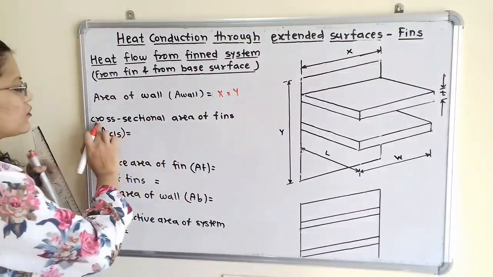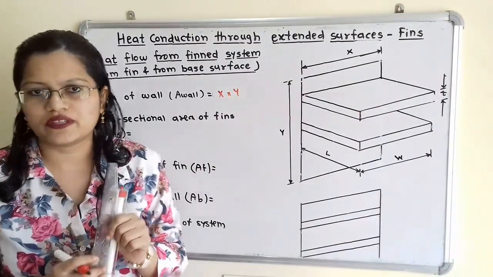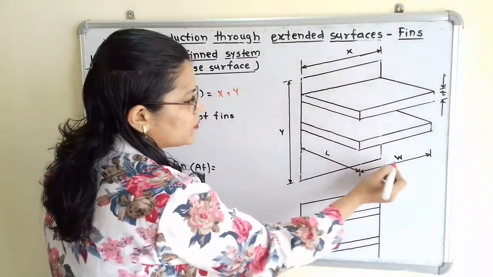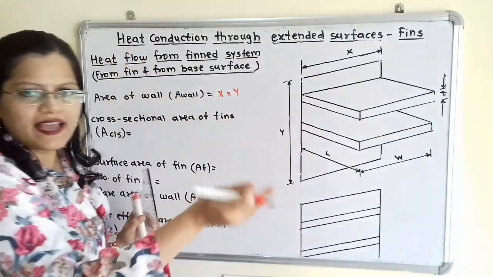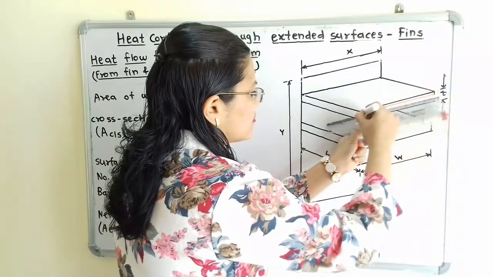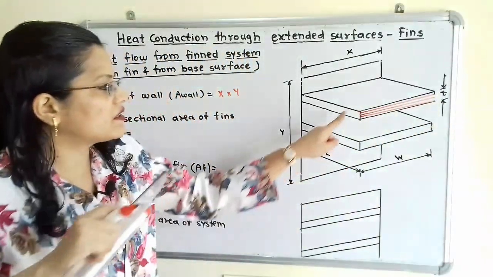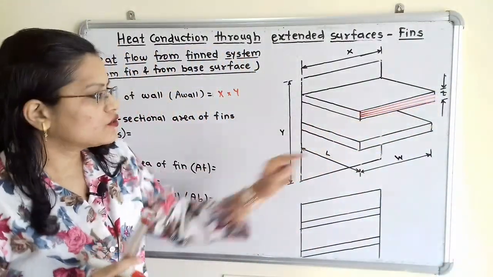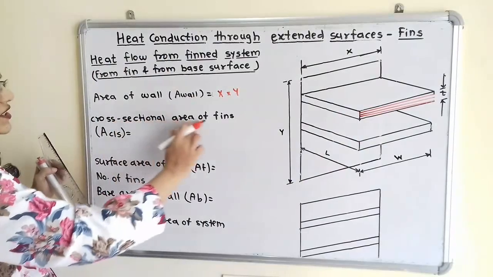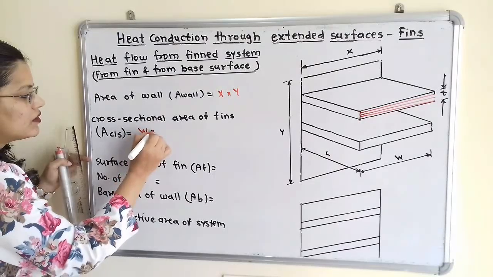Then we will move to the next, cross sectional area of fin. So how to measure the cross sectional area of fin? If we observe, this fin is attached to the wall with this width W and this thickness T. So I will highlight this area for the cross section of the fin. How to measure the area for this highlighted portion? Here is width W and this is the thickness T. So W into T, that is the cross sectional area of fin. A CS is the notation. So we will write W multiplied by T.